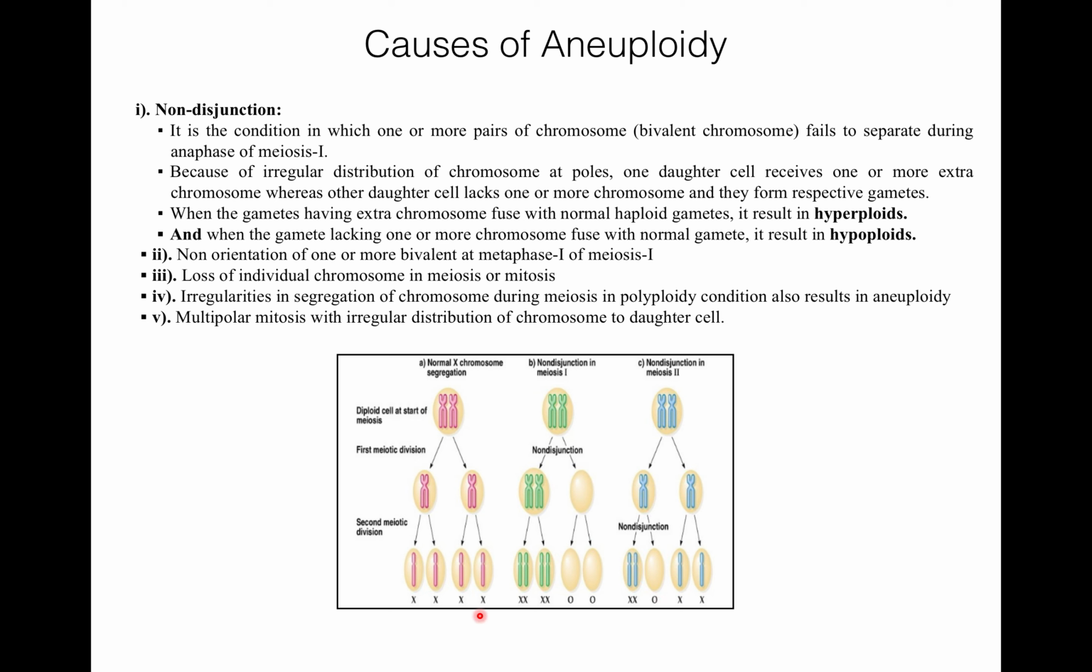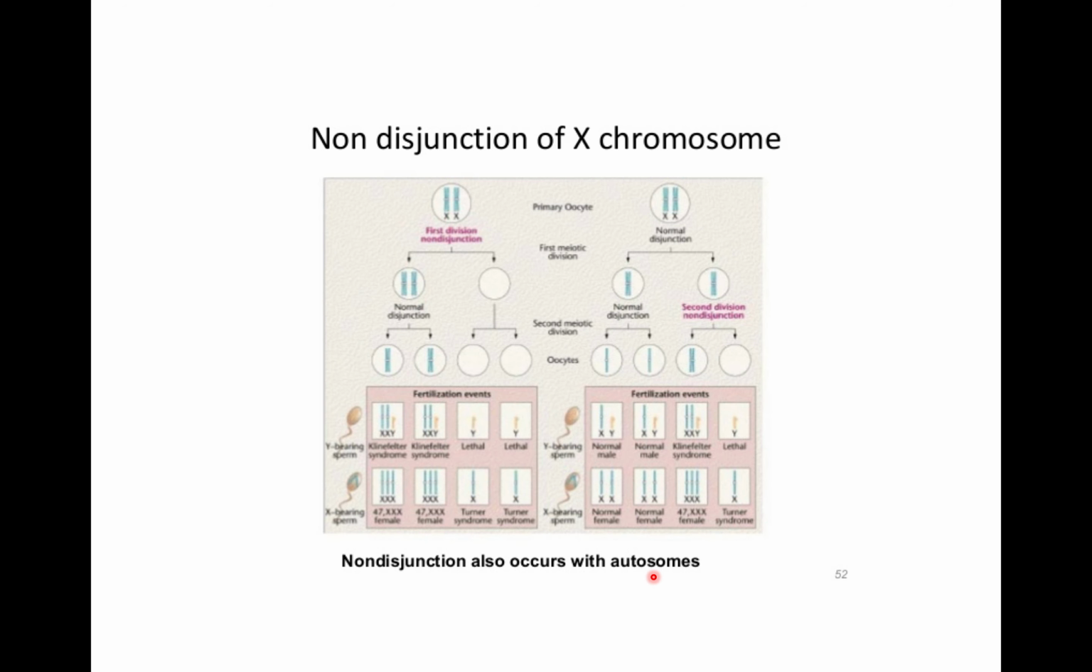So you can see this one is a non-disjunction, meaning when the pair of chromosomes fails to separate. It is also a diagram which is showing non-disjunction.